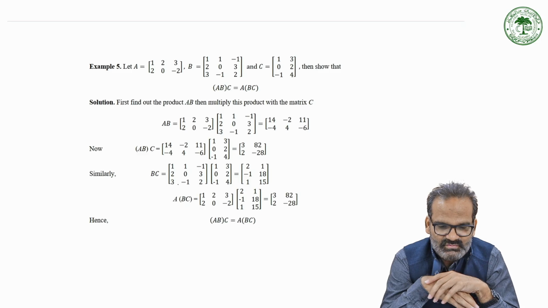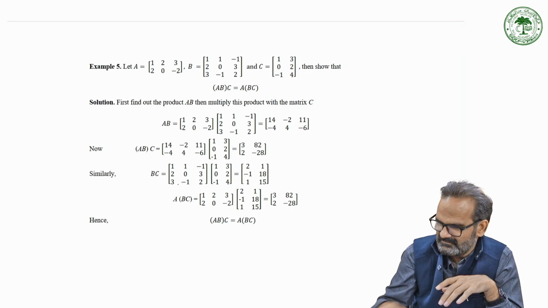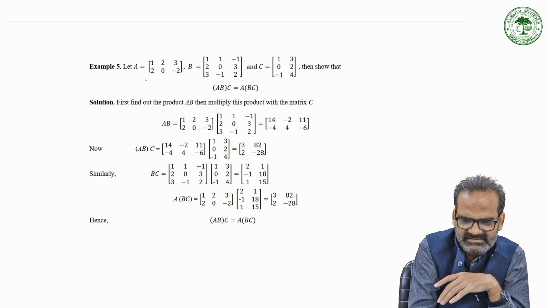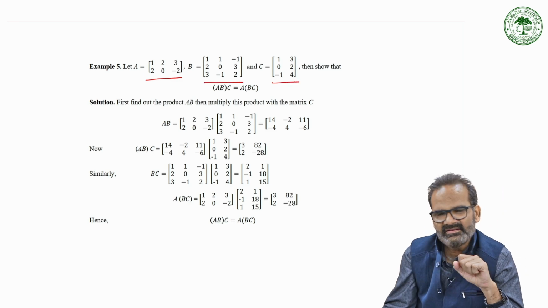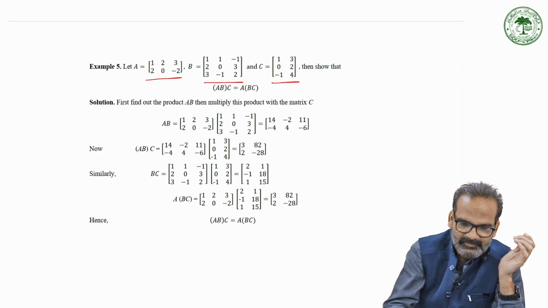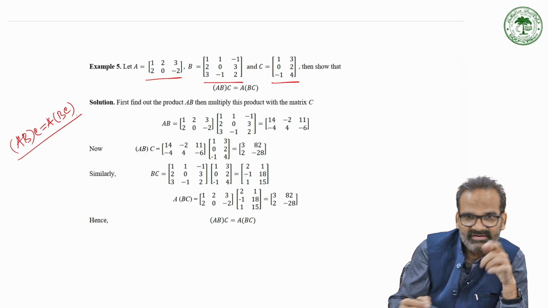Here A is equal to 1, 2, 3, 2, 0, 2 and B is 1, 1, minus 1, 2, 0, minus 3. So, do not read, say this is A and this is B, this is C. What we are having? We are having 3 different matrices and they are of different order also. Then show that (AB)C is equal to A(BC), right? And you know what is this?